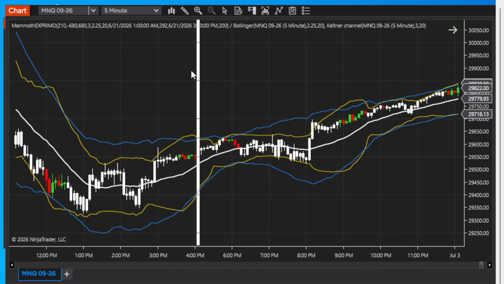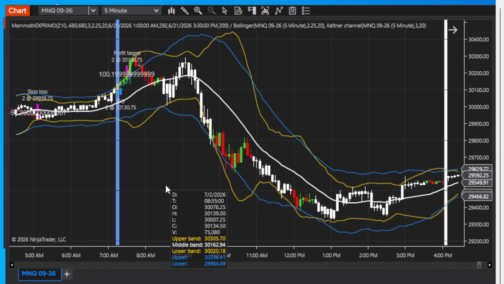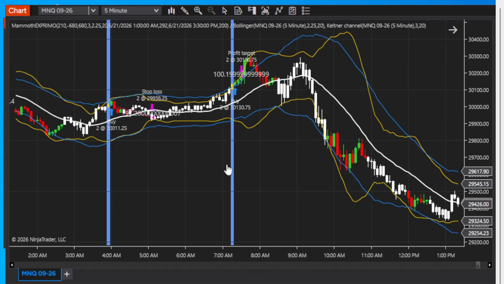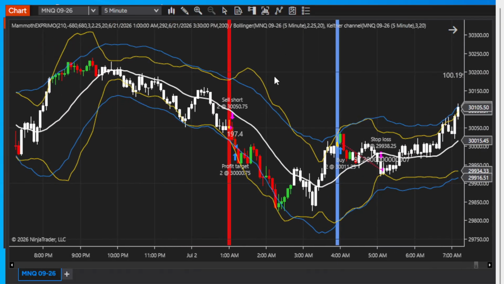This white line means the session closes right here and a new session starts. This is a session divider. The day before, July 2nd, you can see there are 3 trades. The first trade happens at exactly 1 a.m., when the strategy starts.